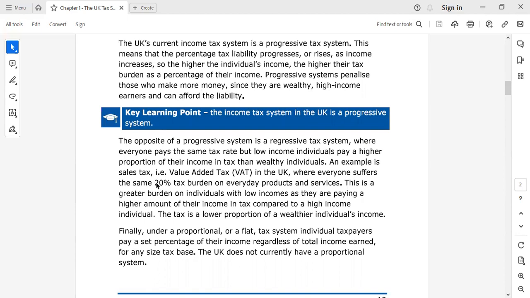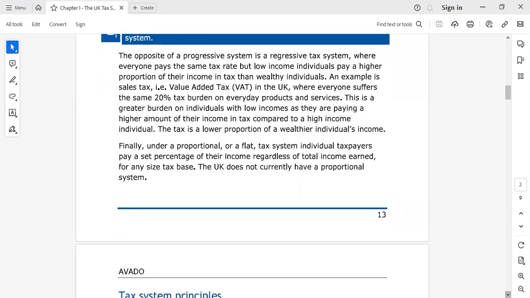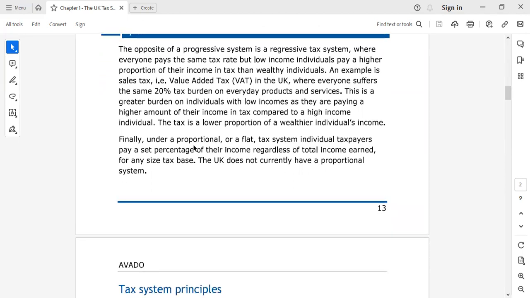So this is called a regressive tax system, where everyone pays the same tax rate, but low income individuals pay a higher proportion of their income in tax than wealthy individuals. And the third one is a proportional tax system. A proportional tax system is a flat rate tax system. Individual taxpayers pay a set percentage of their income, regardless of total income earned or the size of the tax base. The UK does not currently have a proportional tax system.